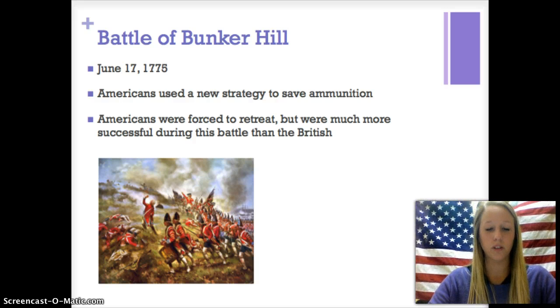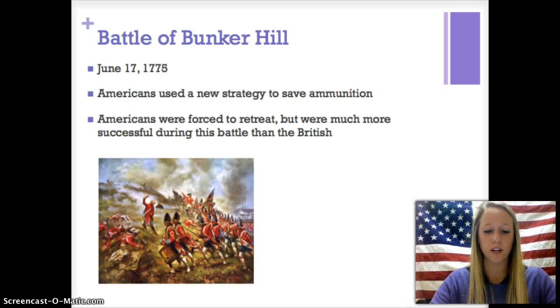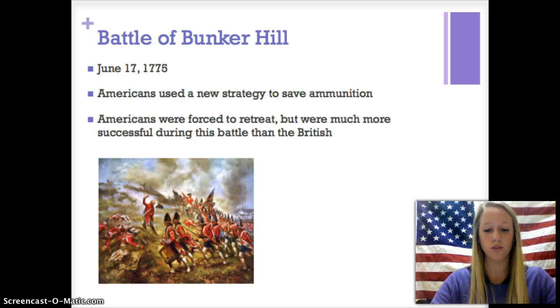The British reformed their lines and attacked again, but the Americans again fired when they were close, and it had the same result. The British came over the hill for a third time when the Americans were low on ammunition, so it led to hand-to-hand combat. Being highly outnumbered, the Americans were forced to retreat, but by the end the Americans had killed more than 200 and wounded more than 800, while the British had killed over 100 Americans and wounded only 300.